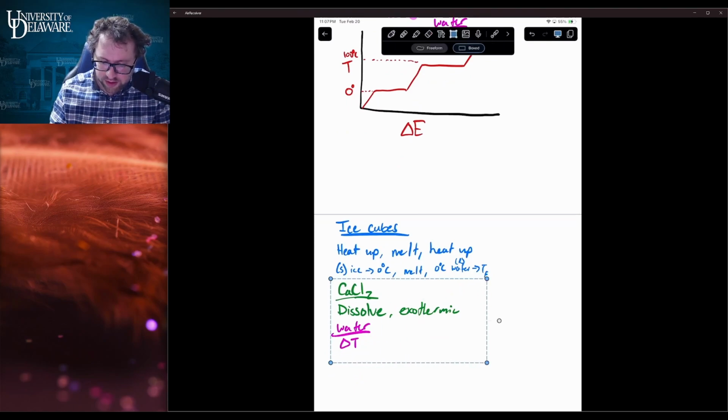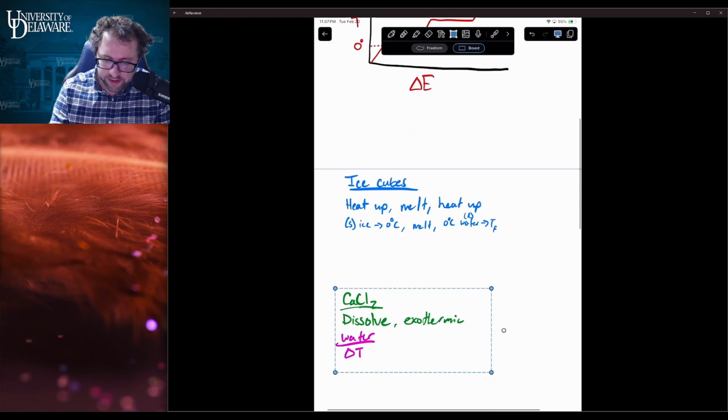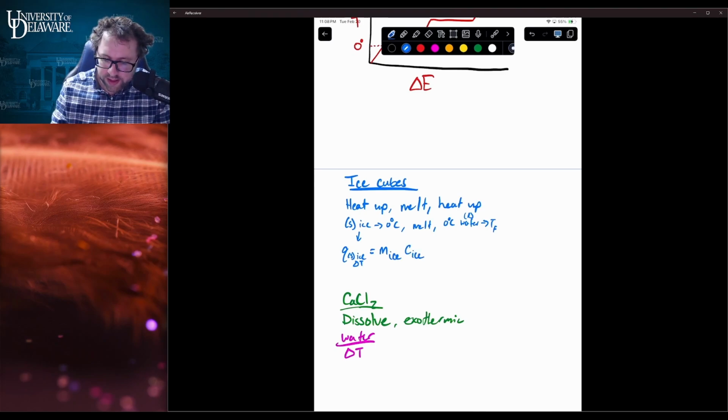So let's start with our ice. Here, this is going to be the Q of our solid ice undergoing some kind of delta T, and that's going to be the mass of our ice times the specific heat of our ice times the delta T of our ice. So that's one piece.